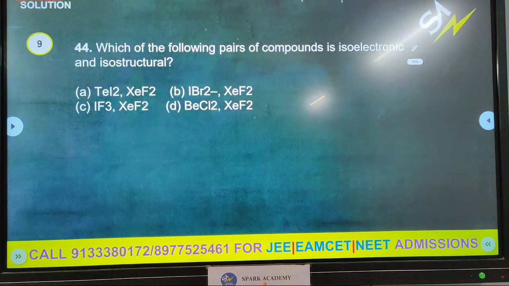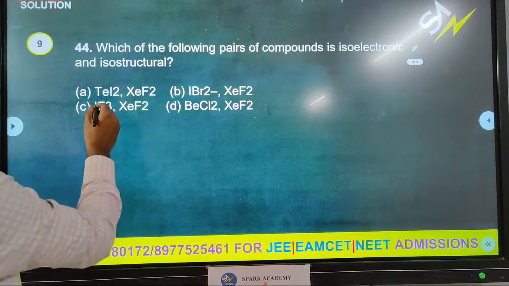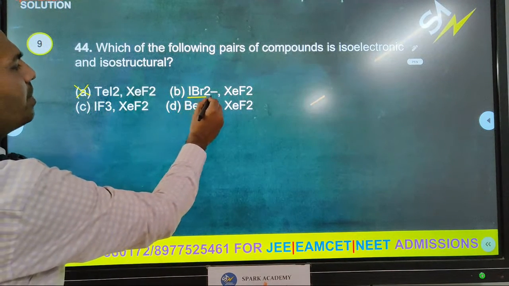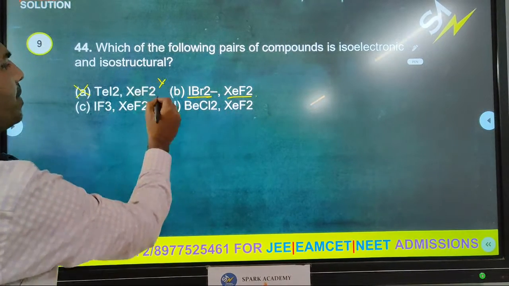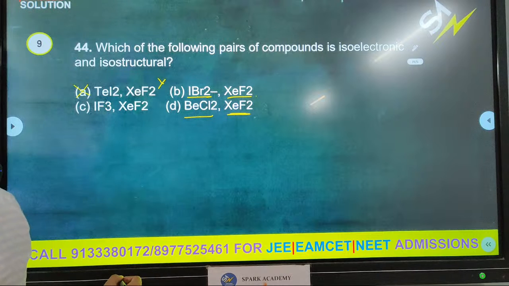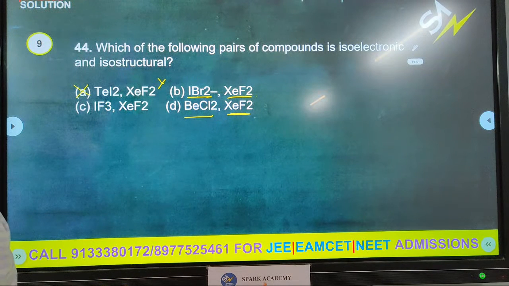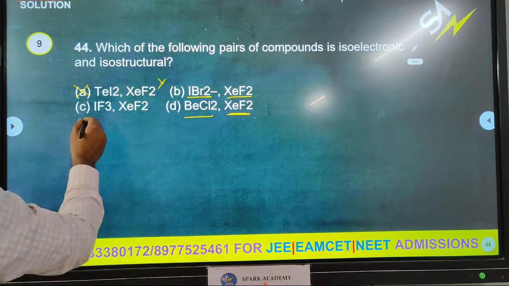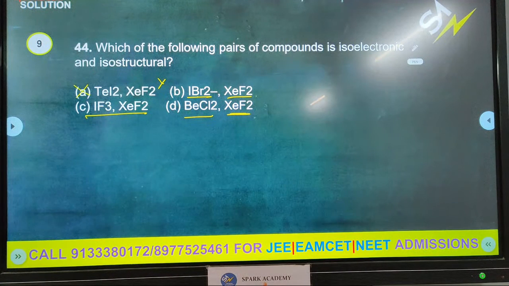Next question: which of the following pairs of compounds is isoelectronic and isostructural? So here, they should have the same structure. Between BeCl2 and BeF2, the structure is the same, but they are not isoelectronic. Between IF3 and xenon difluoride, the structure is changing. So the answer is none here, as they are not isoelectronic with each other.